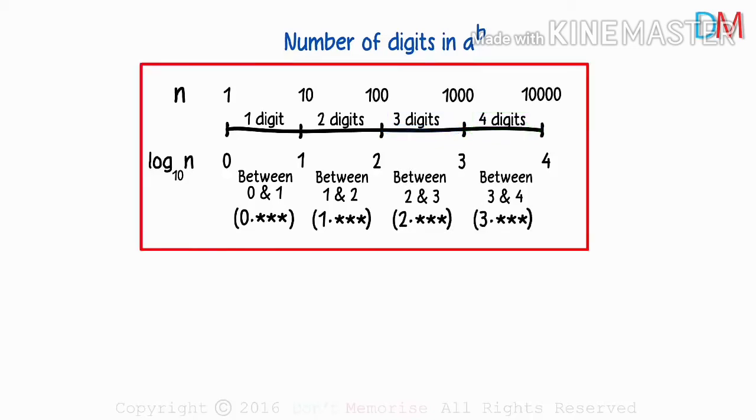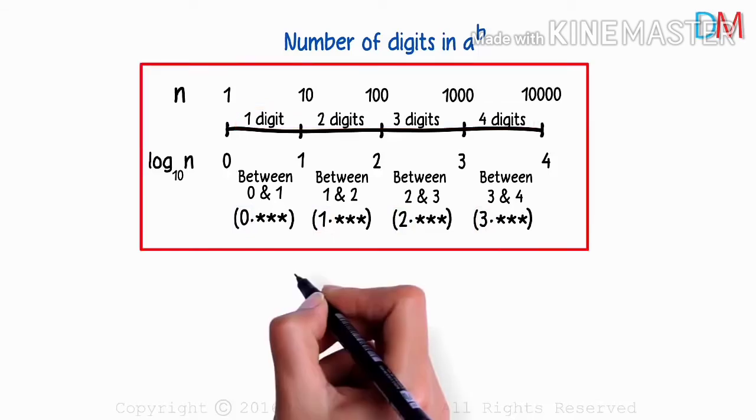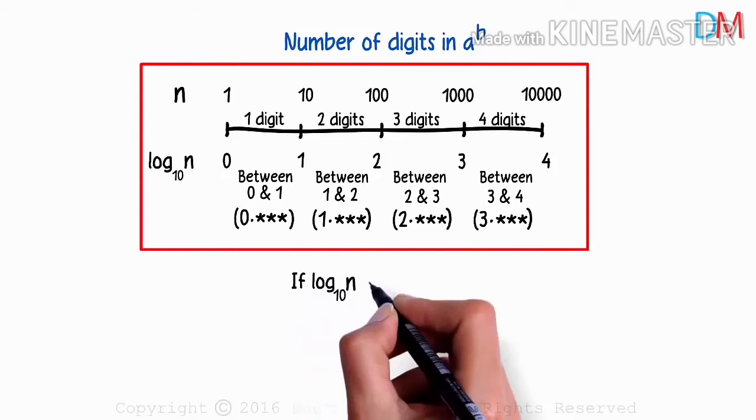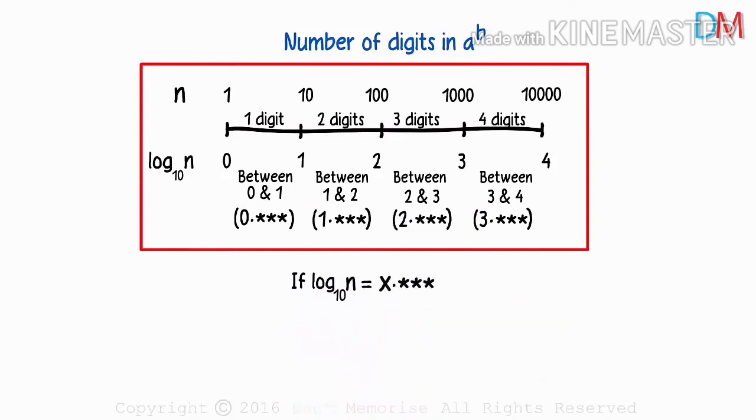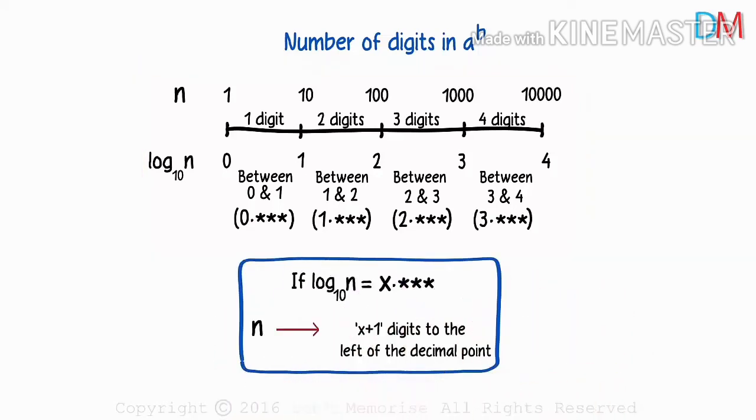Now this gives us a very important result. 0 plus 1 is 1, 1 plus 1 is 2, 2 plus 1 is 3, and 3 plus 1 is 4. When 1 is added to the number that we see in logs, we get the number of digits in the number. We can derive a very important property with this. If log of n to the base 10 is of the form x point something, then the number n will have x plus 1 digits to the left of the decimal point. This is how logarithms help us find the number of digits in a to the power b.